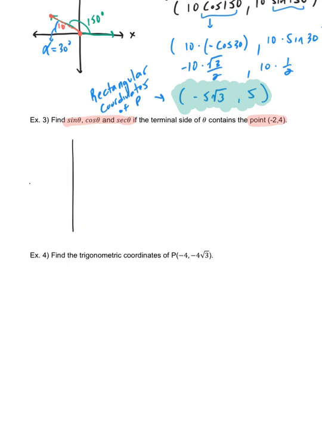So we've got our xy coordinate plane. We're at -2, +4. We want the sine, cosine, and secant. This is pretty similar to things that we've done before. We can sketch in a little right triangle there. We know that's going to have sides of 2 and 4.